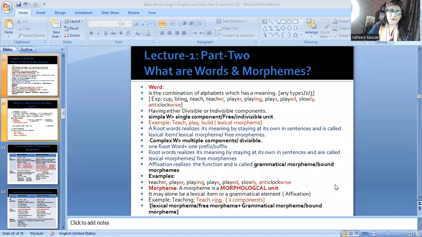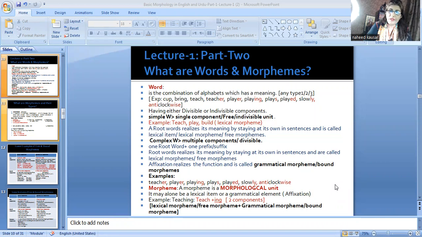This is basically part 2 of lecture number 1, in which we completed the definition of morphology, the definition of words, and then the types of words. This will be part 2 about morphemes, especially the difference between words and morphemes.